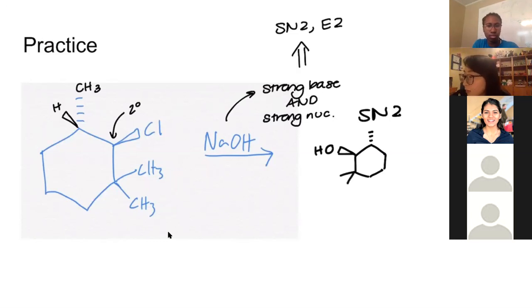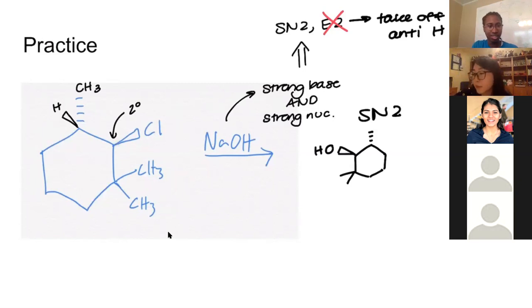And so now we want to think about E2. E2, again, is actually not going to happen, but for a slightly different reason. Remember, when you're doing your E2, you're going to want to take off an anti-hydrogen, or rather a hydrogen that's anti to whatever your leaving group is. And we're going to see here that if Cl is the leaving group, this is a wedge, and this hydrogen is also a wedge. So these are not anti, these are syn. That's why E2 cannot work.